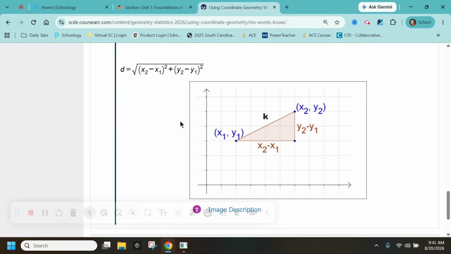And then distance formula is derived by the Pythagorean theorem, and that image kind of shows you how you get the distance formula. I highly recommend writing your formulas down in your notebook because you will need them.